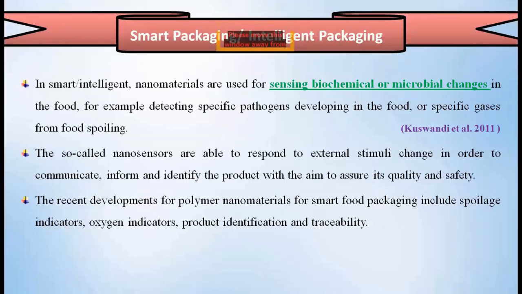So, these so-called nanosensors are able to respond to external stimuli change in order to communicate, inform, and identify the product with the aim to assure its quality and safety. The recent development for polymer nanomaterial for smart food packaging includes spoilage indicator, oxygen indicator, product identification, traceability. Now, these are some of the points included in the third point, that oxygen indicator.